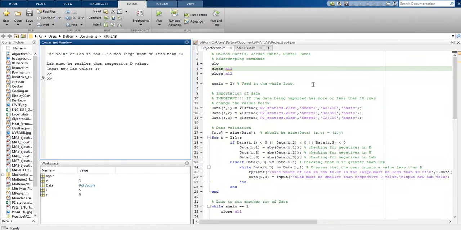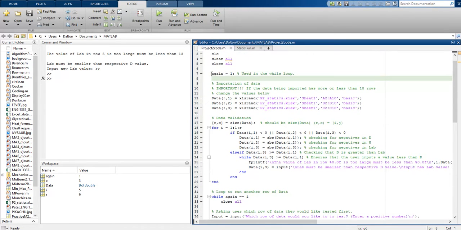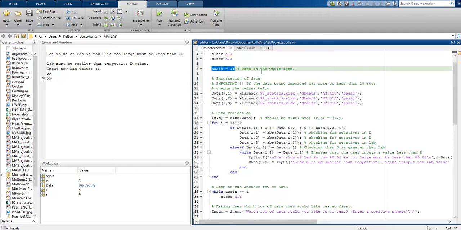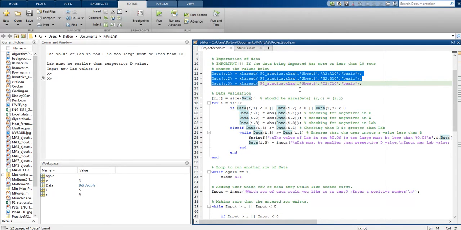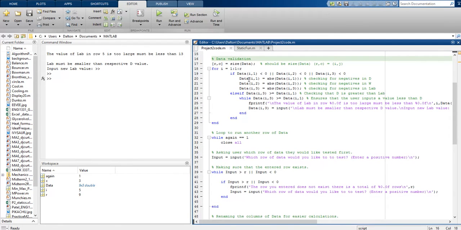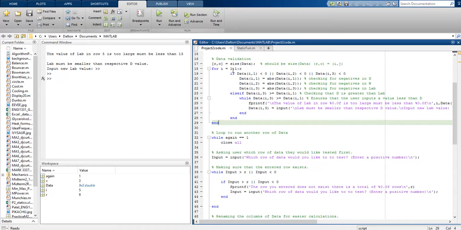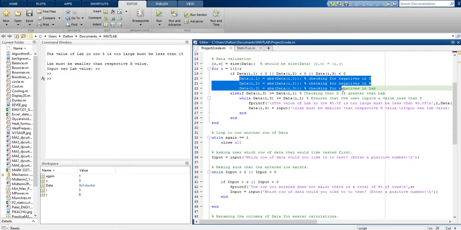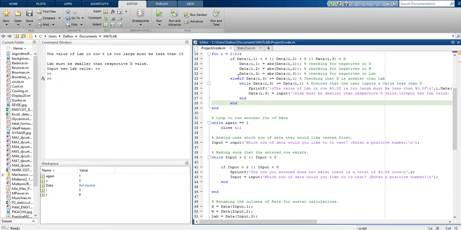Oops, this is still running. Alright, so here we have our normal housekeeping commands. This is used for a loop, which I'll get to later. And then here we are importing our data from an Excel spreadsheet. And here we have data validation. This is a for loop to move through all the data. And these are conditionals. Here we're checking that everything is positive. If not, we use absolute value to make it positive.